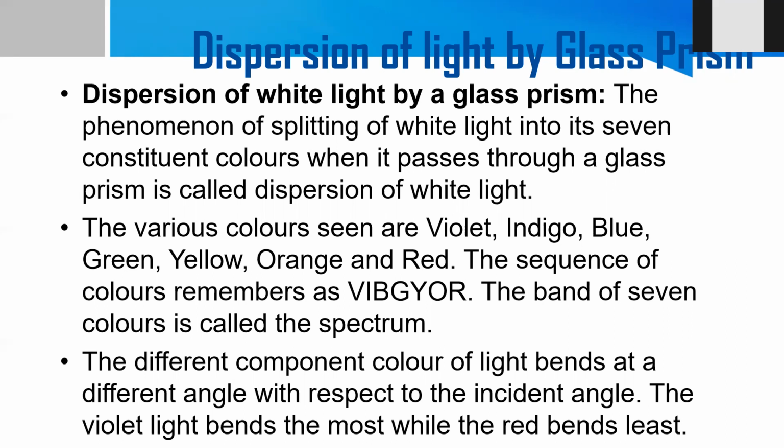So as I told you, when it enters in prism, all the 7 colors they bend with different angle, so the speed also changes. And which color bends the most? ये बहुत बार MCQ में पूछा जाता है कि which color bends the most? That is violet color. And which color bends least? That is red color. And red color is having the maximum wavelength also.